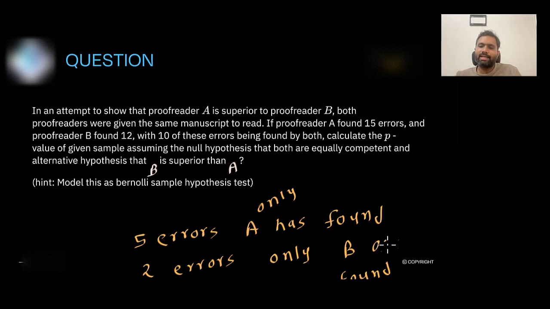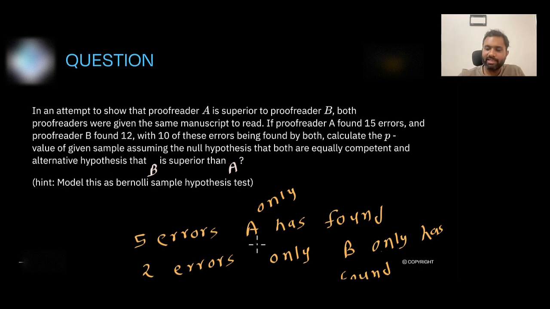So you can see that if the null hypothesis is both are equally competitive, then both will find approximately equal number of errors. So you can model it in terms of Bernoulli random experiments, right? You have 7 tosses. If head occurs, let's say A is finding. If tail occurs, B is finding.